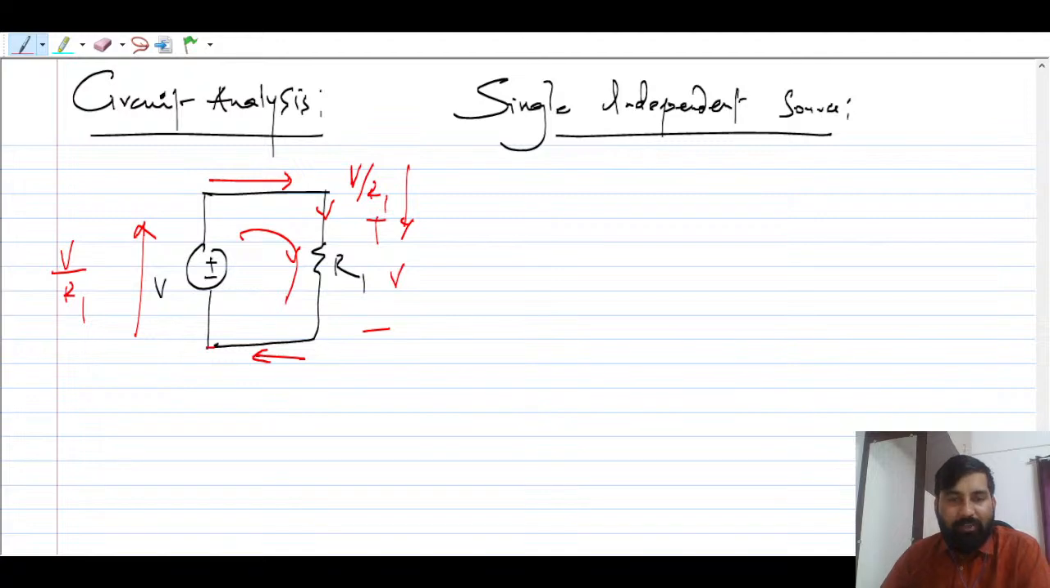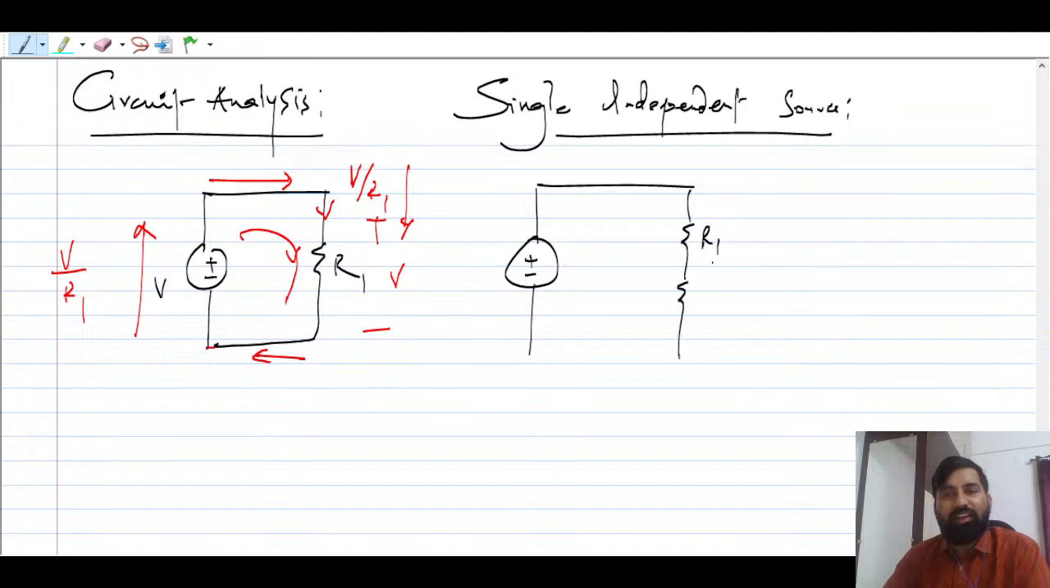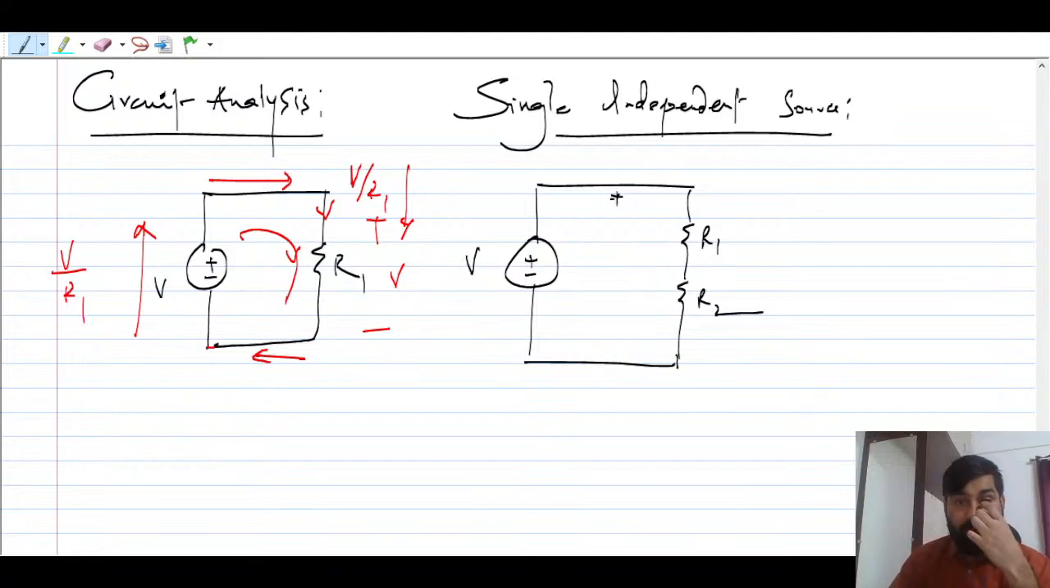Understood. So let me connect one more resistance. Suppose I connect one more resistance here, single source only. But now I increase the number of resistances, and these resistances are connected in series, say R1 and R2. Now there is a voltage V. Now you can't say that this V is across R1 or across R2. This voltage is going to be divided across them, so you have to always keep this in mind.